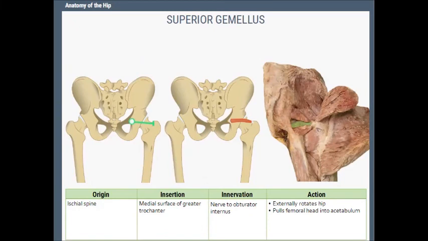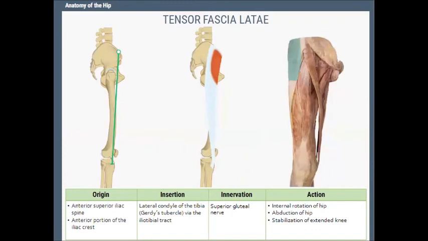And the last one of this group, that is hip and thigh musculature, will be the TFL, that is tensor fasciae latae. It originates from the anterior superior iliac spine and anterior portion of iliac crest, along with sartorius. Insertion will be on the lateral condyle of tibia, very important, Gerdy's tubercle, by the iliotibial tract. Nerve supply will be the superior gluteal nerve. Remember, this supply is common for the gluteus medius and minimus also. Action will be internal rotation of hip, abduction of hip, and stabilization of extended knee.